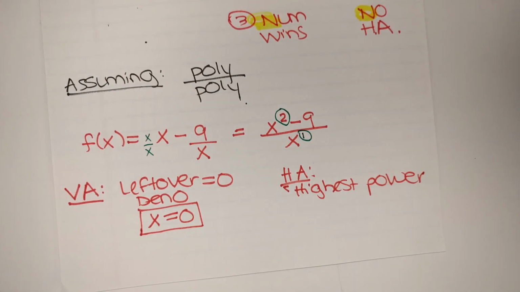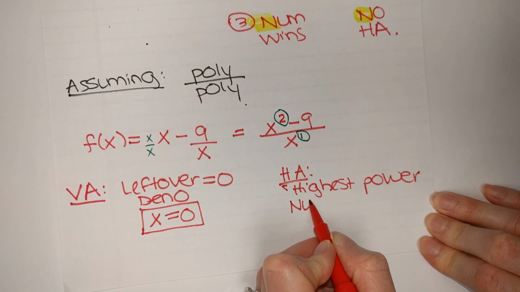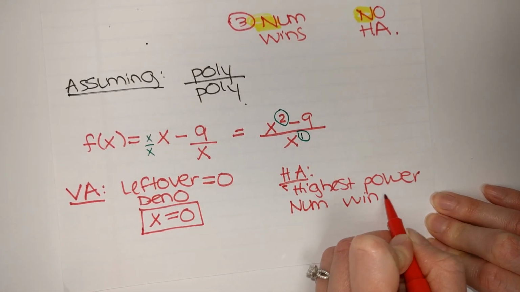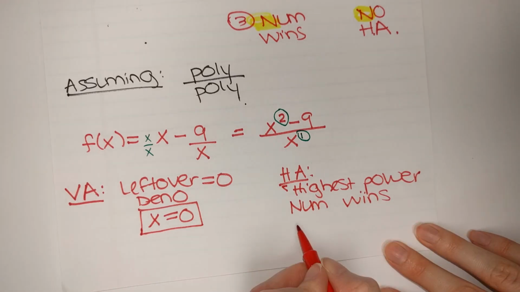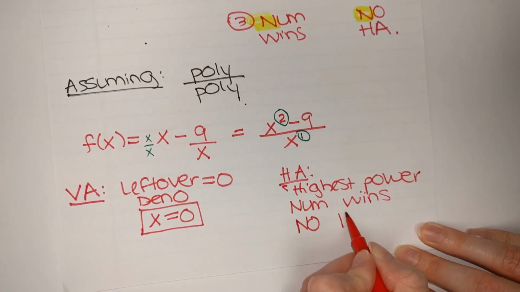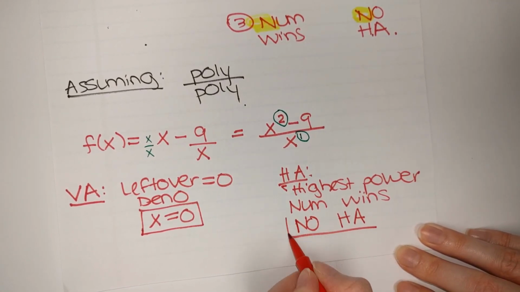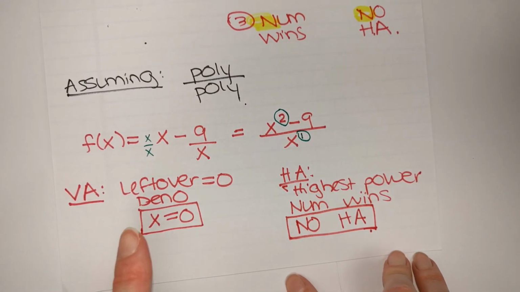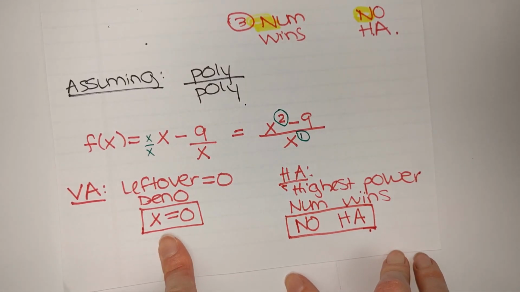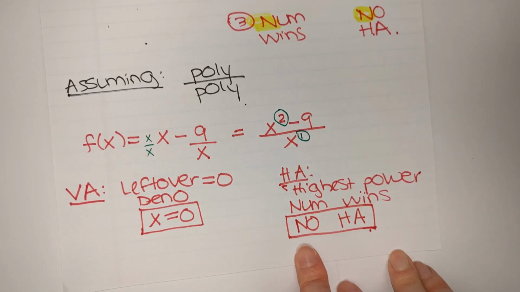So the numerator is winning because the numerator has the highest power. So the numerator wins. And that means we're getting bigger and bigger and bigger as we go out to plus or minus infinity. So there is no flattening out of the graph that's happening here. So we would say that there is no horizontal asymptote. Okay, so our conclusion for number 71 is that we have a vertical asymptote at x is equal to 0, and we have no horizontal asymptote.